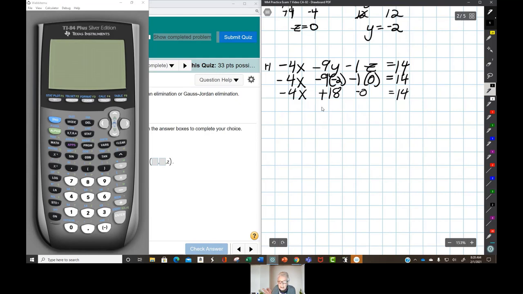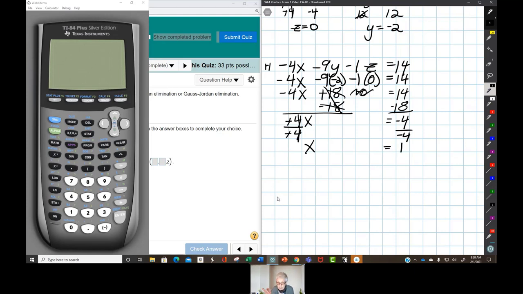equals 14. I subtract 18, I mean, what is minus 0? Subtract 18 from both sides. Now that zeroes out over here, leaving me with negative 4x equals, what do you know, negative 4. Divide by negative 4, divide by negative 4, boom, boom, boom, x equals positive 1. So that means my ordered triple should be, I hope it is, positive 1, negative 2, and 0.